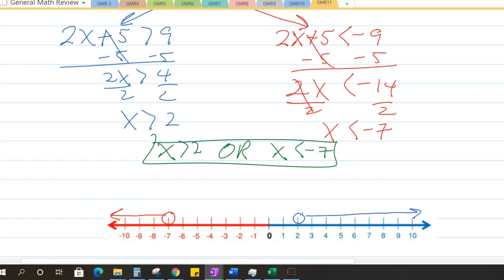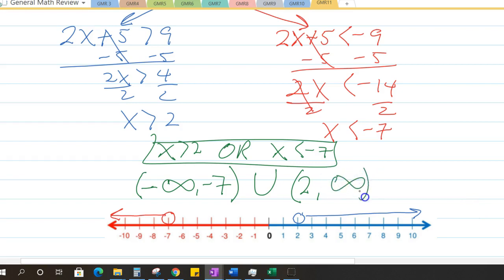If I was to write it in the other notation, we notice that I'm going from negative infinity. So negative infinity, since you can't hold on to it, use a parenthesis, and then I go all the way to negative 7. Since it's an open circle, I use a parenthesis, union. Again, open circle, I use a parenthesis, 2, and it's going forever to the right, so I use positive infinity, close.